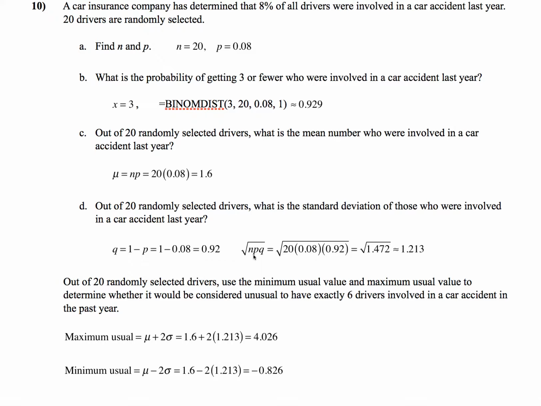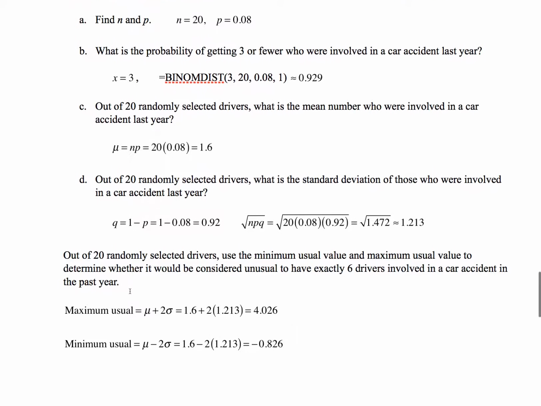The standard deviation is going to be the square root of N, the number of trials, times P, the probability of success, times Q, the probability of failure. So the square root of 20 times 0.08 times 0.92 is the square root of 1.472, which is approximately equal to 1.213. You can round that to 1.2 if you want. That's as far as we would need to round that.